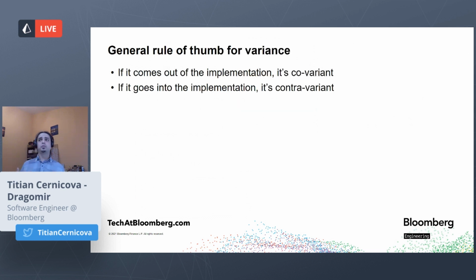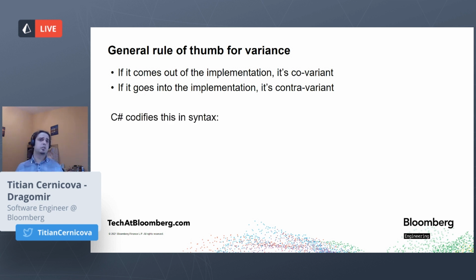Now, as a general rule of thumb for variance, we can think of it like this. If it comes out of the implementation, such as for example the return type of a method or a read-only field, then it's going to be covariant. If it goes into the implementation, right, like the parameter type, then it's going to be contravariant.